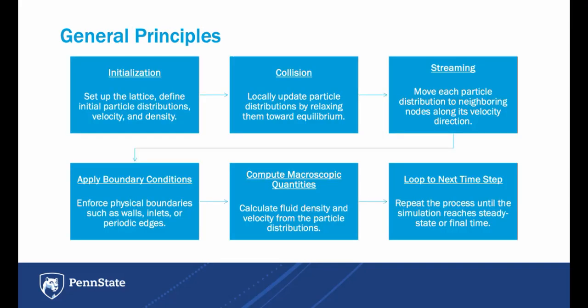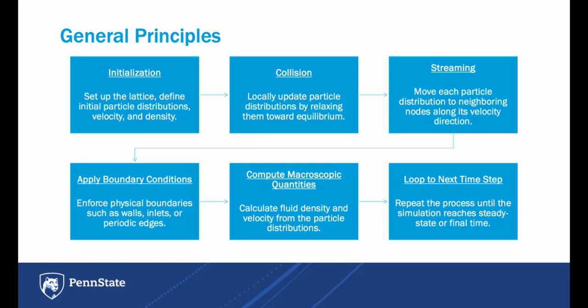This slide walks us through the full simulation loop of the Lattice Boltzmann method. We begin at the top left with initialization. In this step, we define the size of the grid, the number of nodes, and the time step. We also assign values for fluid properties such as density and velocity.